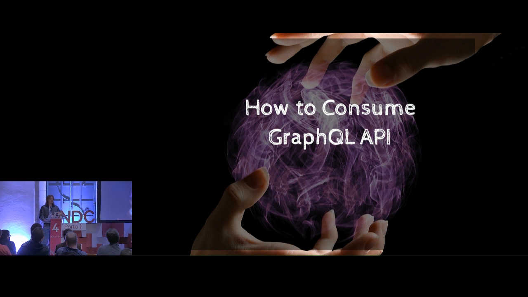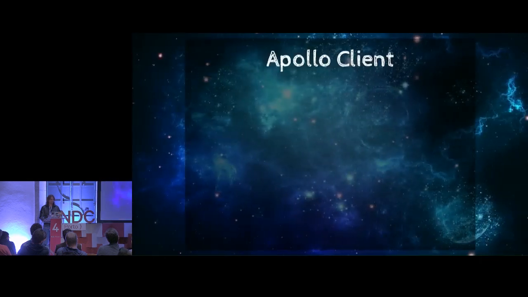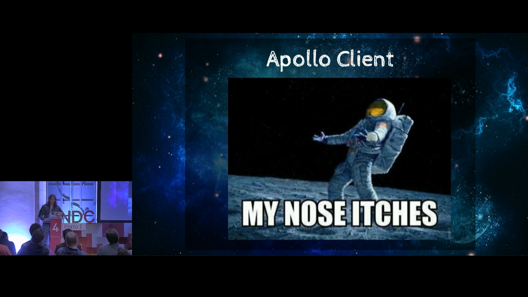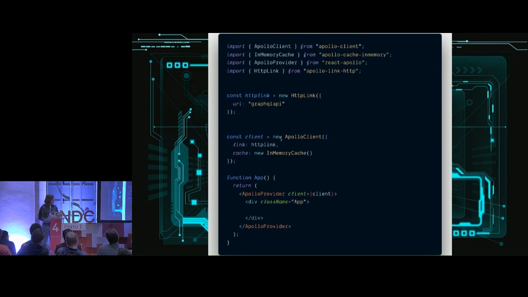But with React, we have an additional GraphQL client which helps us with the heavy lifting. It's called Apollo Client. And it sometimes has its own challenges, not like these ones. But it looks something like this. We install the packages apollo-client, apollo-cache-inmemory, react-apollo, and apollo-link-http.